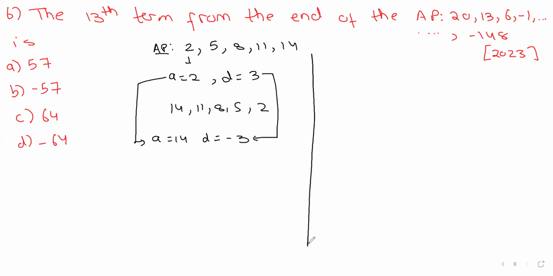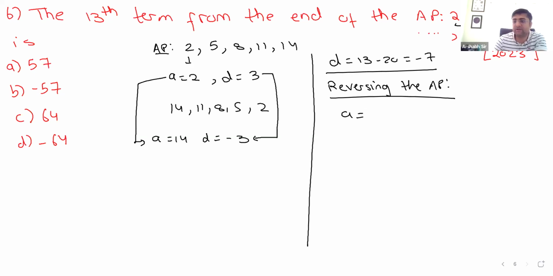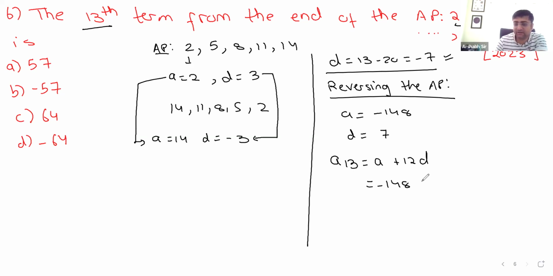Whenever you have to find any term from the end of the AP, all you have to do is पहले इस AP का आप common difference निकाल लो. अभी AP का common difference क्या है? It is -7. अब आप एक काम करो, when we reverse the AP, so the first term will become the last term, that is -148. और जो भी कॉमन डिफरेंस यहाँ पे आया उसको -1 से मल्टीप्लाई करो. -7 into -1 is 7. Now find whichever term you want. 13th term. So what is the 13th term of an AP? a plus 12d. So that is -148 plus 12 into 7. That is -148 plus 84.